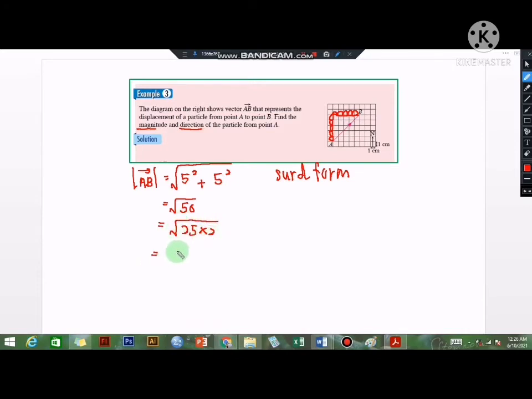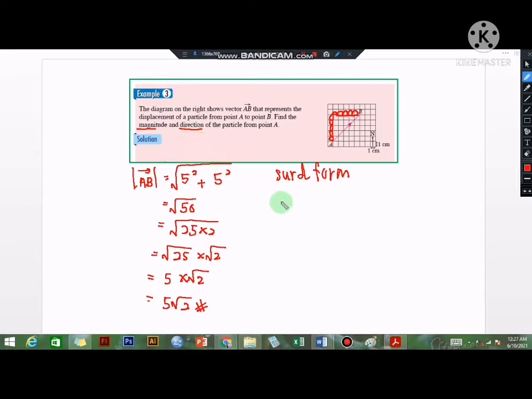Then we split, and we will get this. Square root of 25 is 5, and then multiply with surd 2. 5 times surd 2, you will get the answer 5 surd 2. So we already get the value of the magnitude. Now the direction.